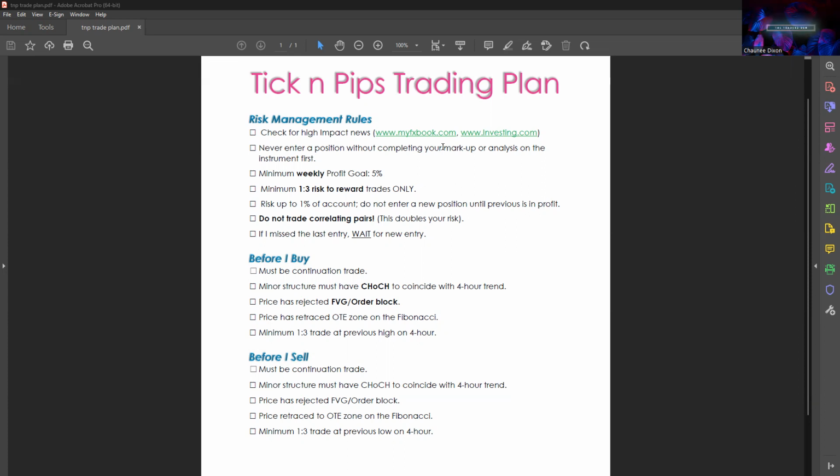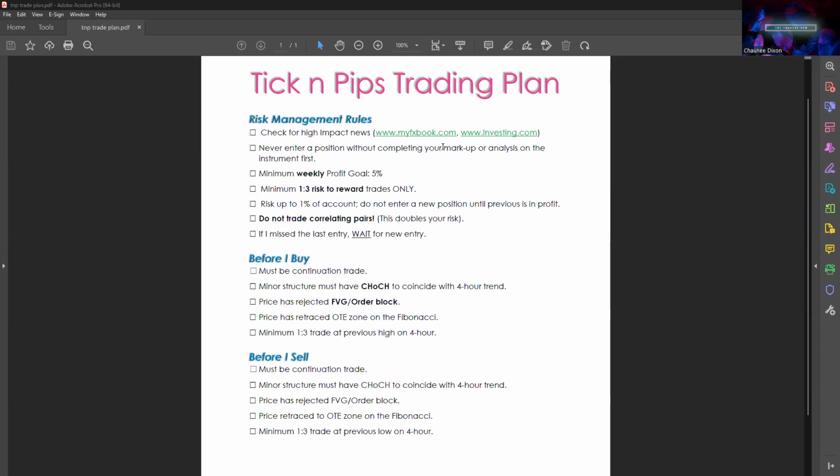My second rule is never enter a position without completing a markup or analysis on the instrument first. So before I enter a trade, I need to know: do I have a daily bias? What position am I getting in? Is it a counter trend trade? Is it a continuation trade? I need a plan. I can't go into my trade blind.